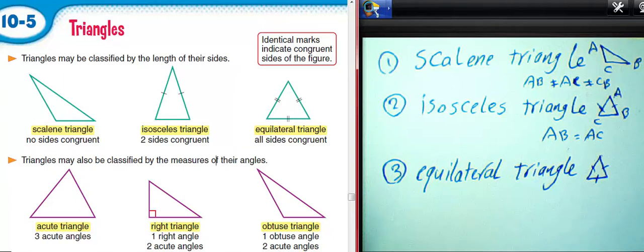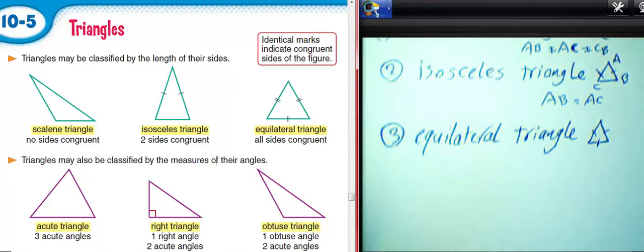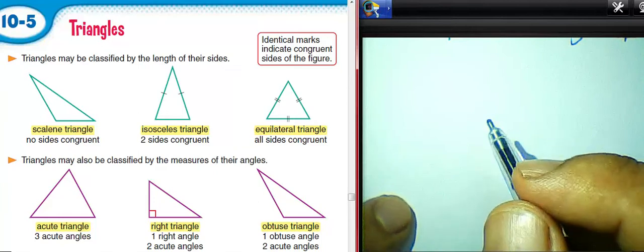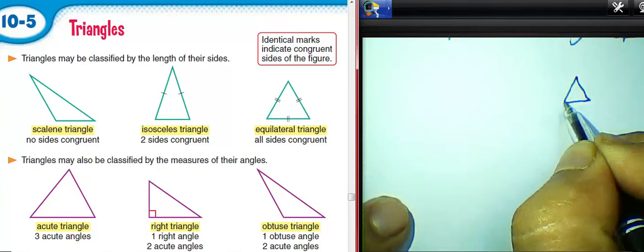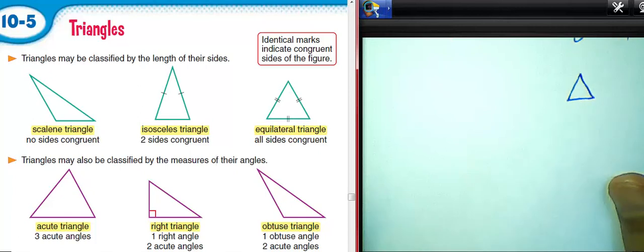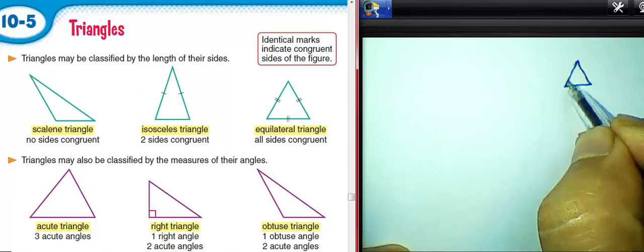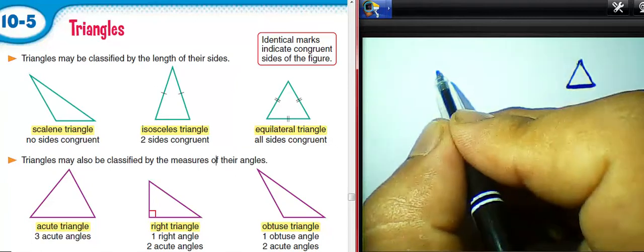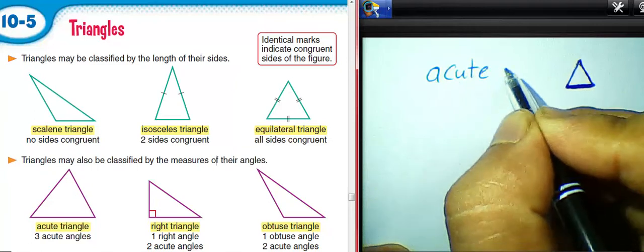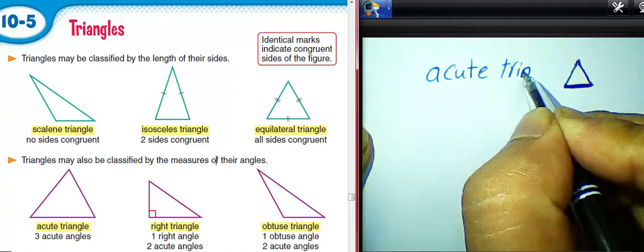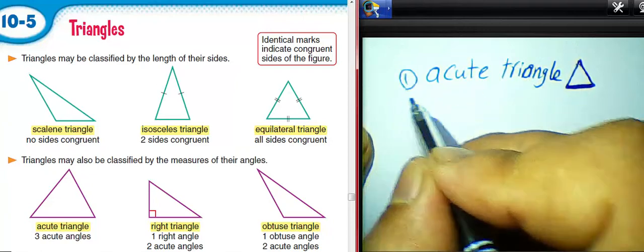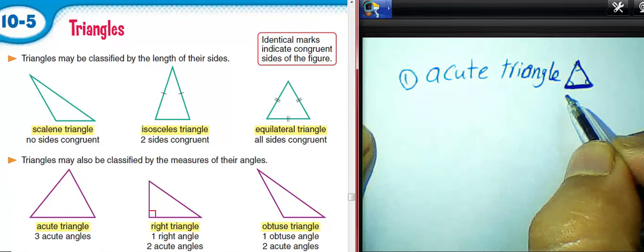And what about angles? Triangles may also be classified by the measure of their angles, such as acute triangle. In a triangle we have at least two acute angles. So we have the first type of triangle, acute triangle. Three acute angles.